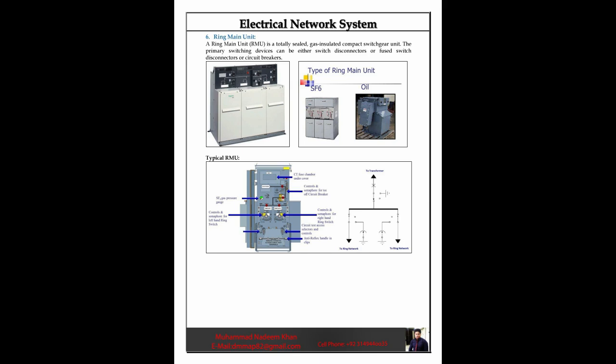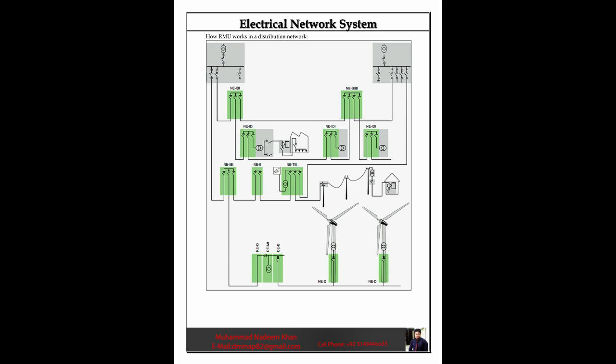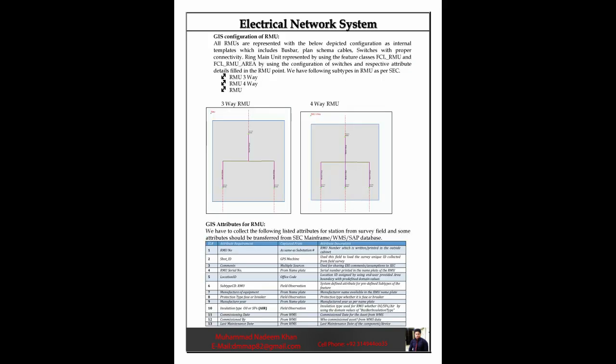6. Ring main unit. A ring main unit, RMU, is a totally sealed, gas-insulated compact switchgear unit. The primary switching devices can be either switch disconnectors or fused switch disconnectors or circuit breakers. Typical RMU. How RMU works in a distribution network. GIS configuration of RMU. All RMUs are represented with the below depicted configuration as internal templates, which includes busbar, plant schema, cables, switches with proper connectivity.